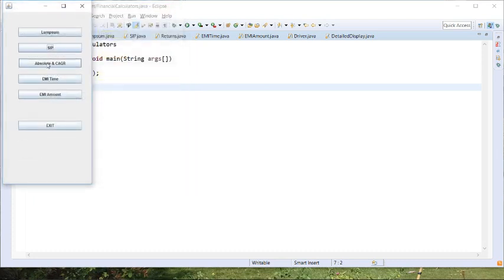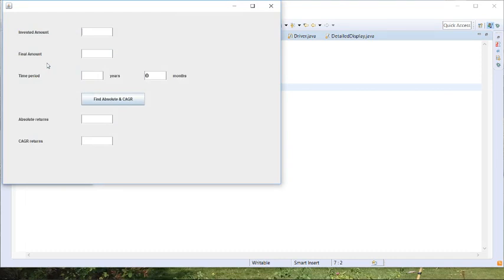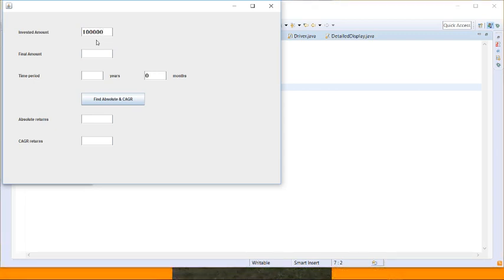Similarly, if you want to check the absolute and CAGR returns of a particular amount, suppose the amount is 100,000 and the final value is 250,000 in a period of 3 years and 6 months. Then the absolute returns is 150 because on 100,000 it has become 250,000. So its absolute return is 150. The CAGR per year returns is 29.90, around 30.